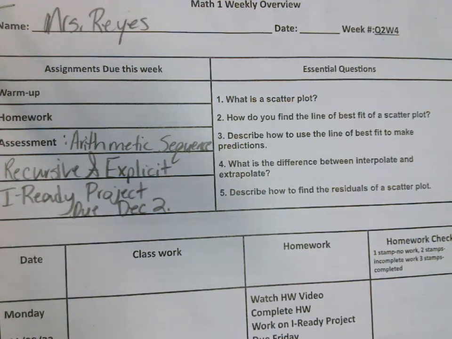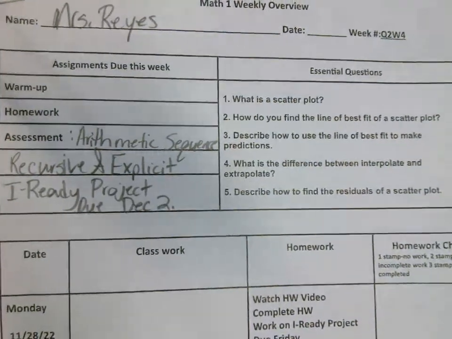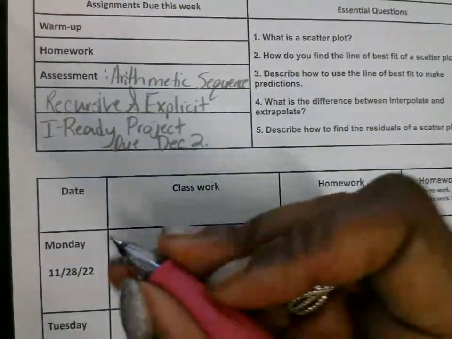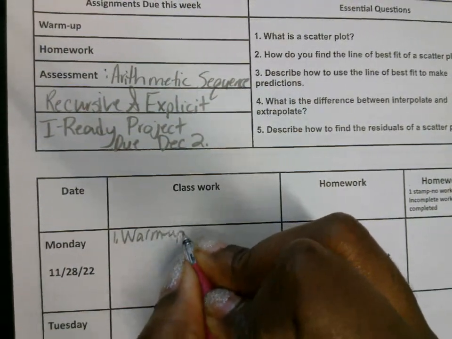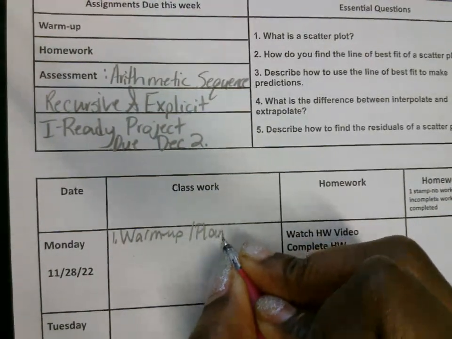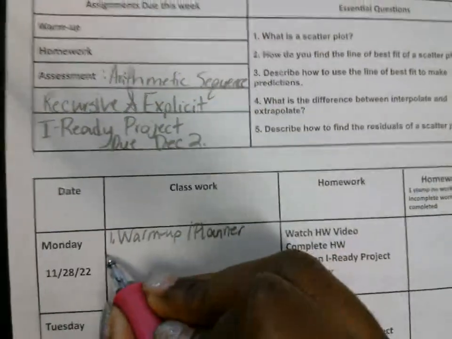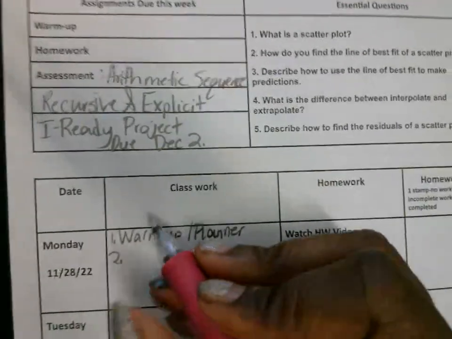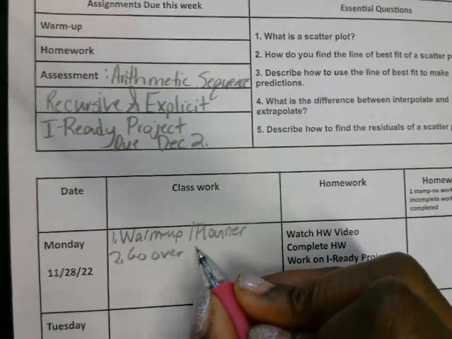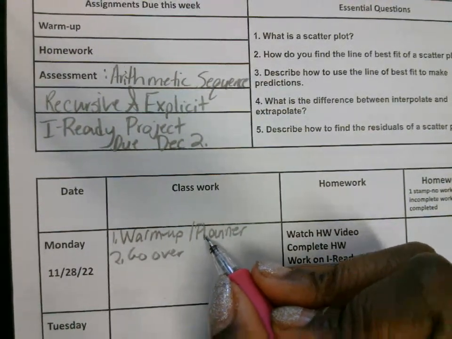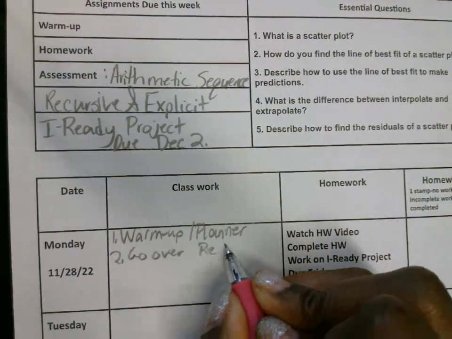All right. The agenda's on the side board. I'm going to abbreviate. I'm not going to write all of that. You should have already completed the warm-up. I'm going to write in the planner. I already went over the essential questions with you. Okay. I'm going to go over recursive and explicit. There's a worksheet that we're going to do on that, recursive and explicit.